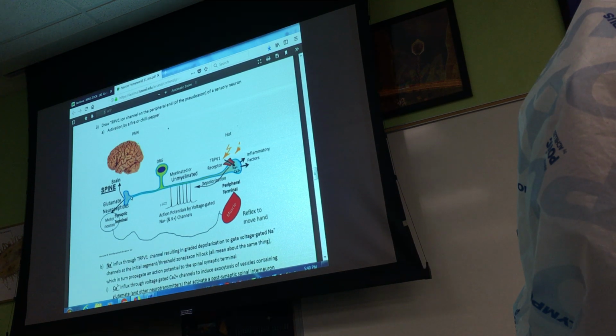And then it's just like before, you have this release of glutamate. Glutamate binds to the AMPA receptors, NMDA receptors, and metabotropic glutamate receptors, which are GPCRs, and you get an action potential. One of them is going to go up to the brain to say, ow, and the other one's going to synapse with the motor neuron releasing glutamate, and that motor neuron will then send a signal to cause the muscle to contract to remove your hand so that you have an immediate reflex.